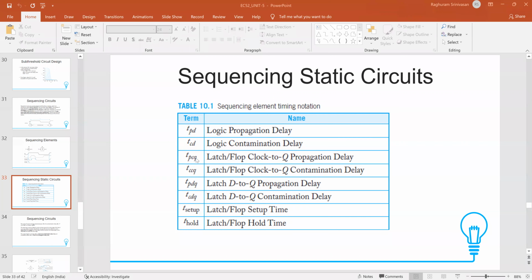The suffixes tell us the whole thing. Whenever it says TP, it is propagation delay. From where to where? Between the clock and the output Q. That is TPCQ. TCCQ is the same thing.